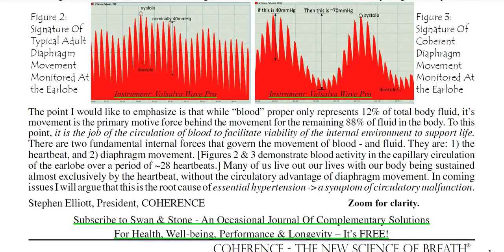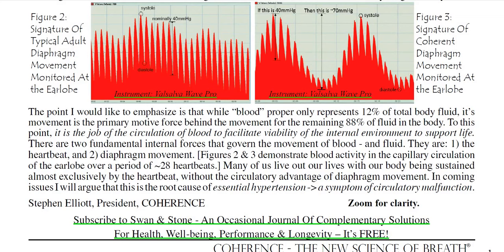The point I would like to emphasize is that while blood proper only represents 12% of total body fluid, its movement is the primary motive force behind the movement for the remaining 88% of fluid in the body. To this point, it is the job of the circulation of blood to facilitate viability of the internal environment to support life. There are two fundamental internal forces that govern the movement of blood and fluid. They are 1. The heartbeat, and 2. Diaphragm movement.